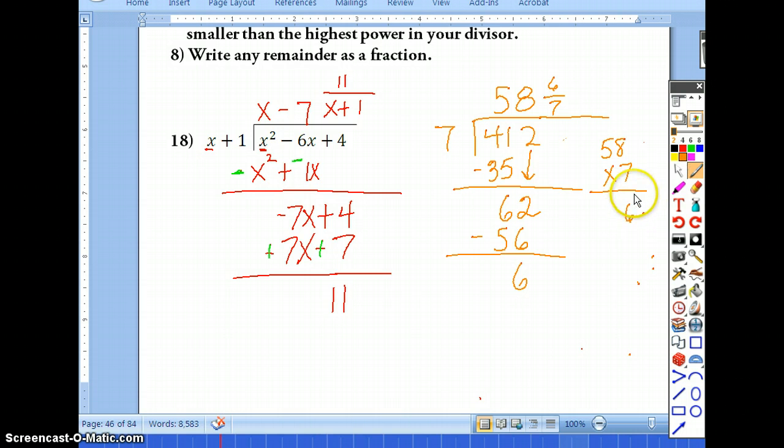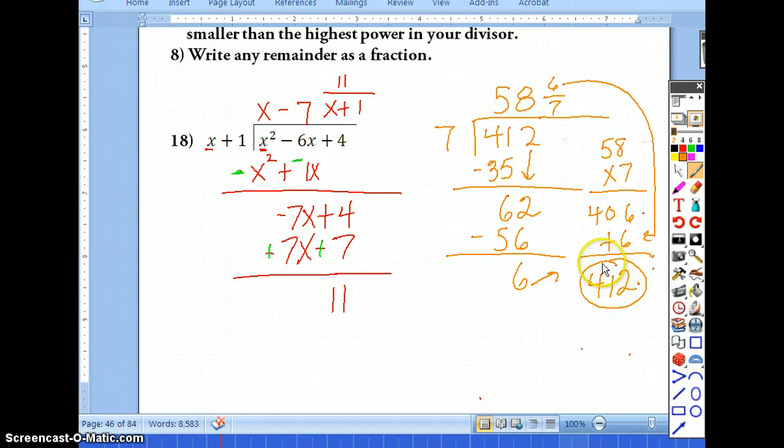that's a 6, carry 5, that's 406, and then add the numerator, which was your remainder. Remember, this is a remainder, so if we add our remainder into 406, we end up with 412, and that checks out. We're going to do the same thing over here.